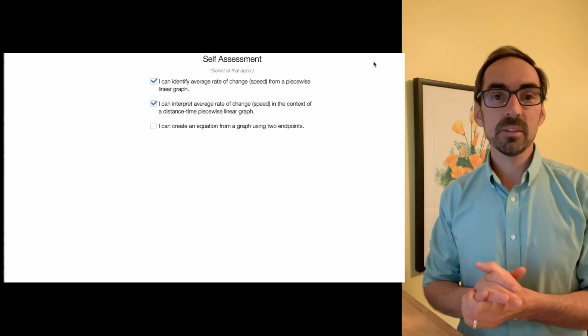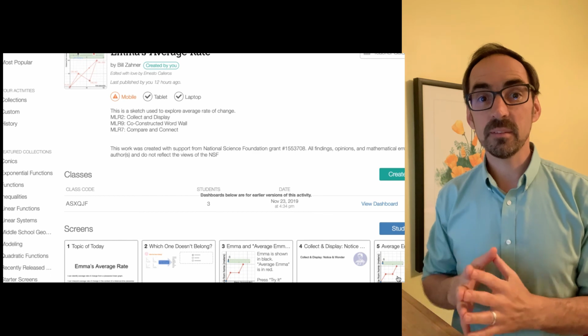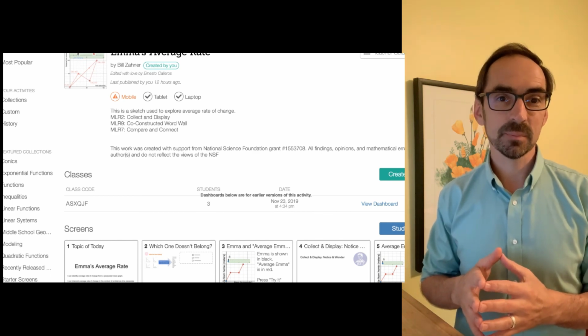And finally, we give the students an opportunity after the whole lesson is done to assess whether or not they feel like they've met the lesson objectives.